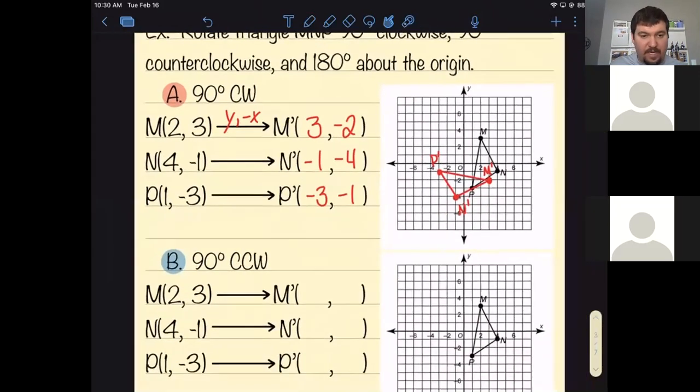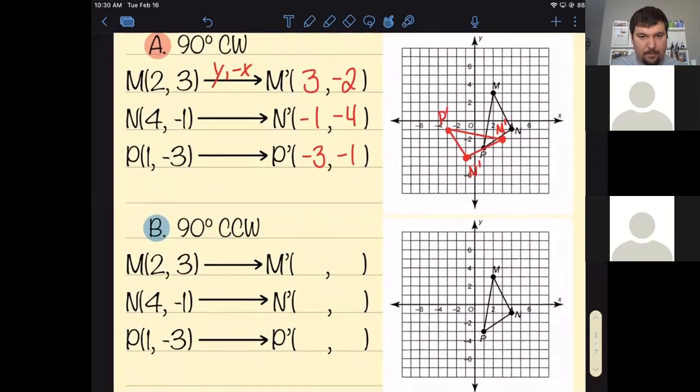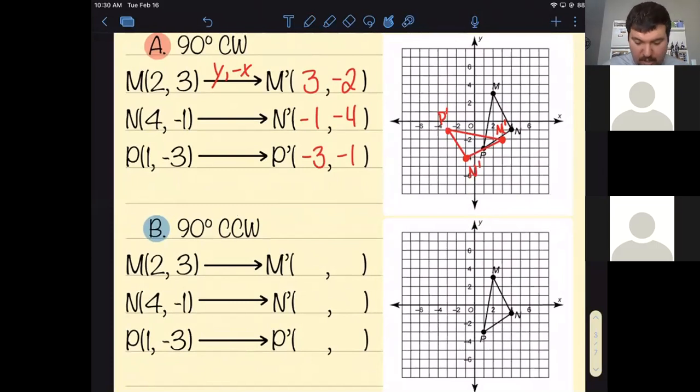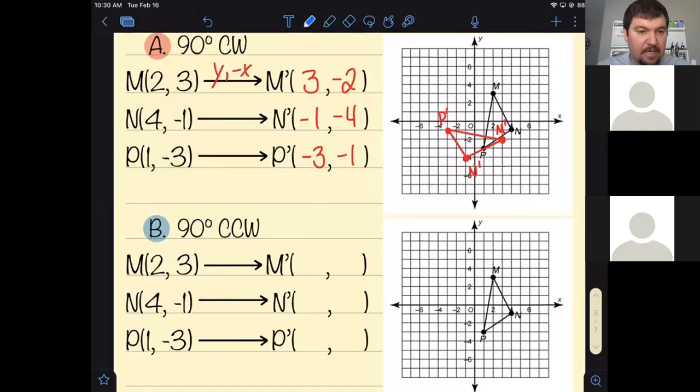Okay, now let's move to the 90 degrees counterclockwise rotation. Counterclockwise, sorry. Can't read my writing there. Counterclockwise, CCW, counterclockwise. Okay, this time it's going to take the triangle and move it this direction.